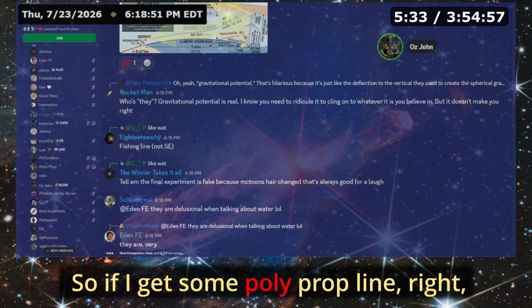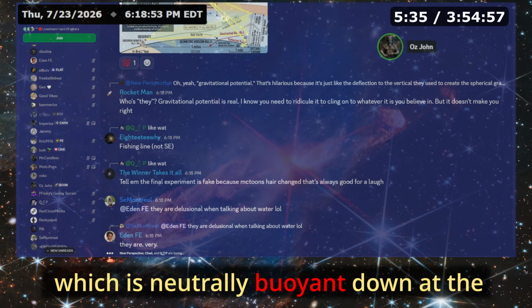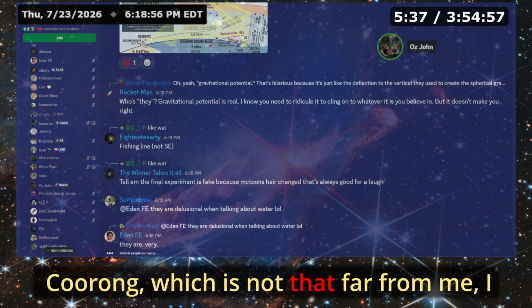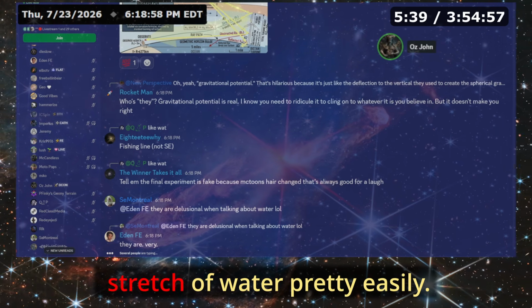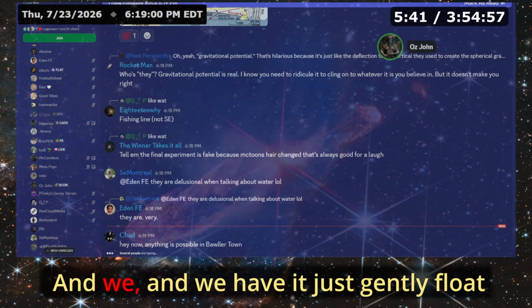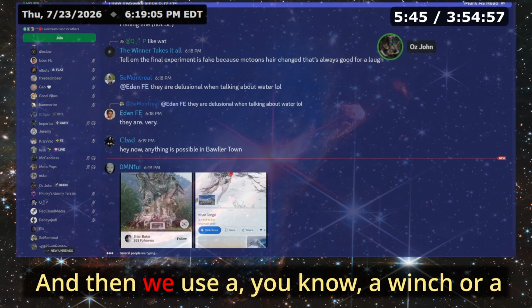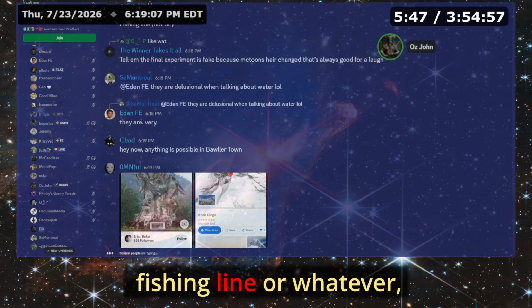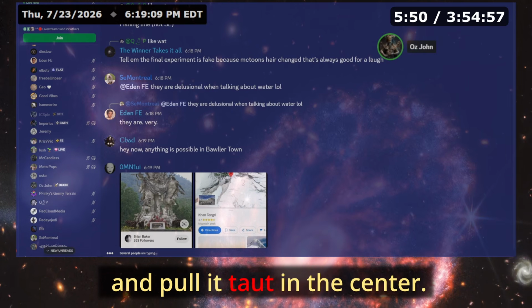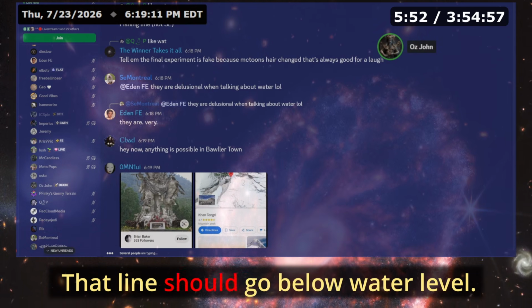So if I get some polyprop line, which is neutrally buoyant, down at the Coorong, which is not that far from me, I can get a 2 mile stretch of water pretty easily, and we have it just gently float on the top of the water on a calm day, and then we use a winch or a fishing line or whatever, and pull it taut in the centre. That line should go below water level.